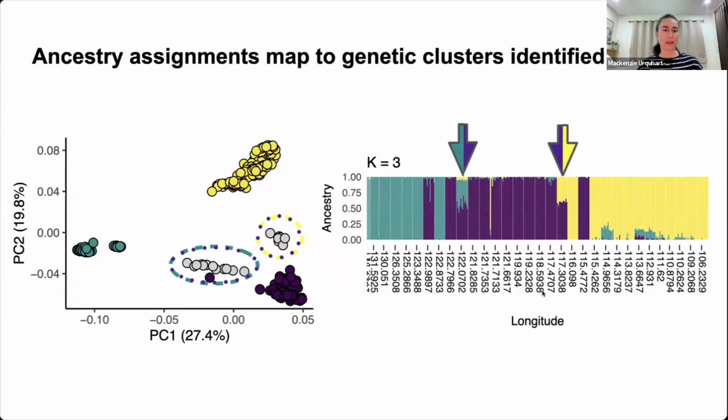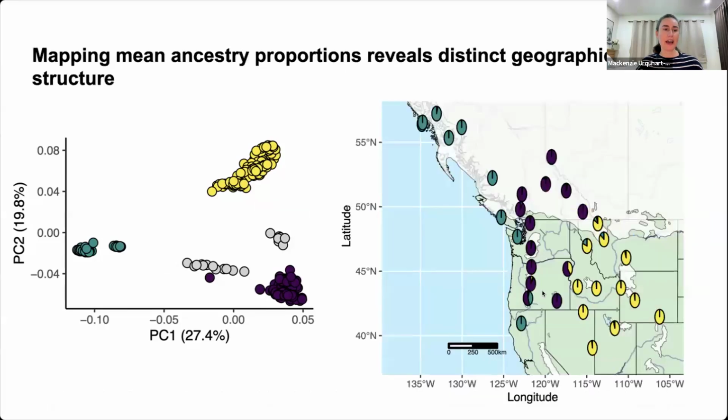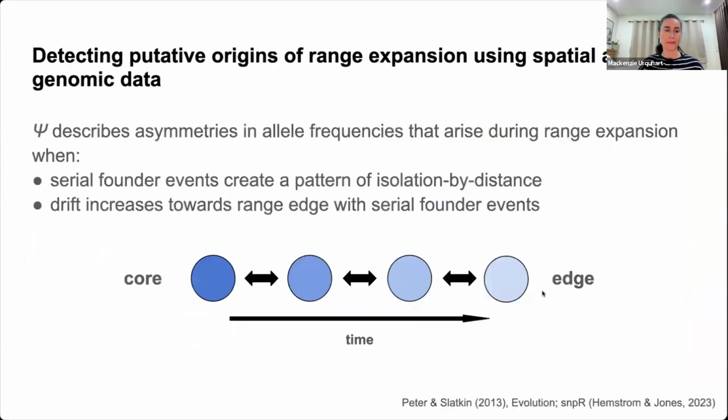Here I'm showing the majority ancestry from the admixture analysis for all other individuals mapped to our PC plot. Generally, we see a discrete clustering of ancestry assignments in PC space corresponding to those 3 ancestral clusters. We then estimated genetic differentiation among our 3 major clusters and found evidence for strong differentiation among clusters. Finally, we mapped average proportion of ancestry assignments in geographic space and found strong geographic structure in addition to our strong population genetic structure. Together, these results suggested 3 distinct ancestral clusters, indicating 3 historical glacial refugia.